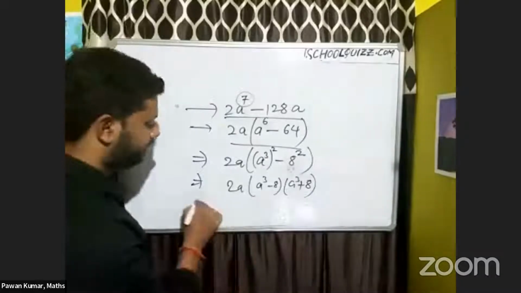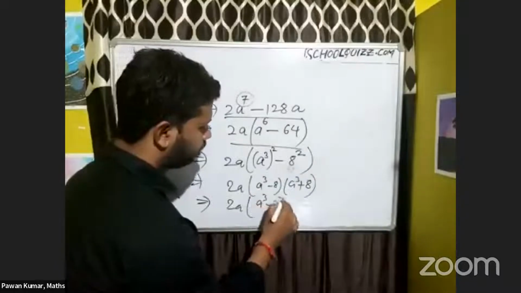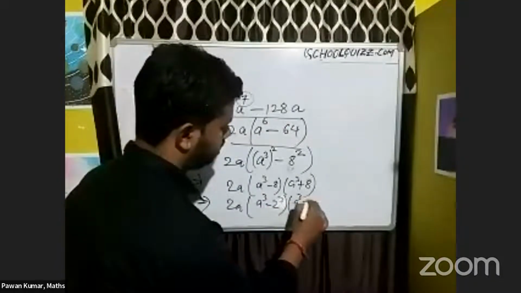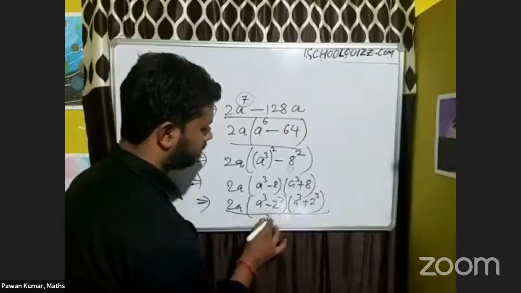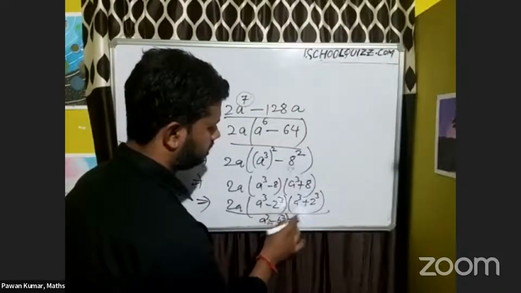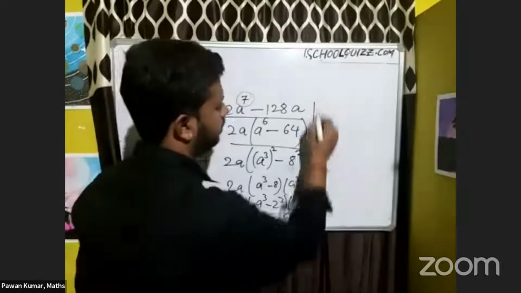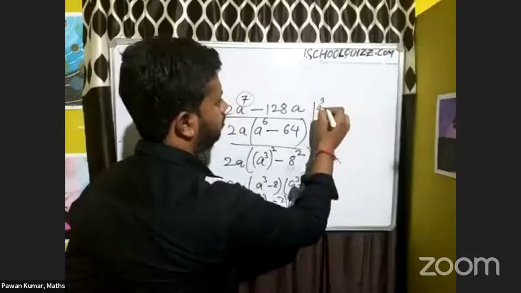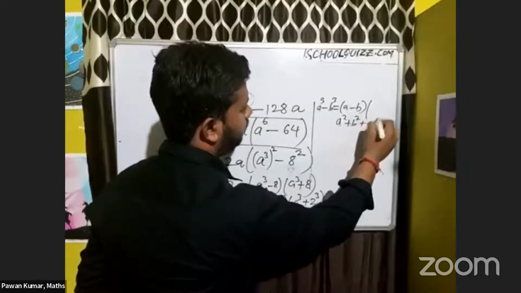Now from here also something else is visible: 2 of a cube minus 2 cube and a cube plus 2 cube, right? Yes, sir. Here also what is coming? Here also I'm getting a cube plus b cube, a cube minus b cube, and here it is a cube plus b cube. We have the formula, no? a cube minus b cube is what? a minus b of a square plus b square plus ab. Yes, sir.